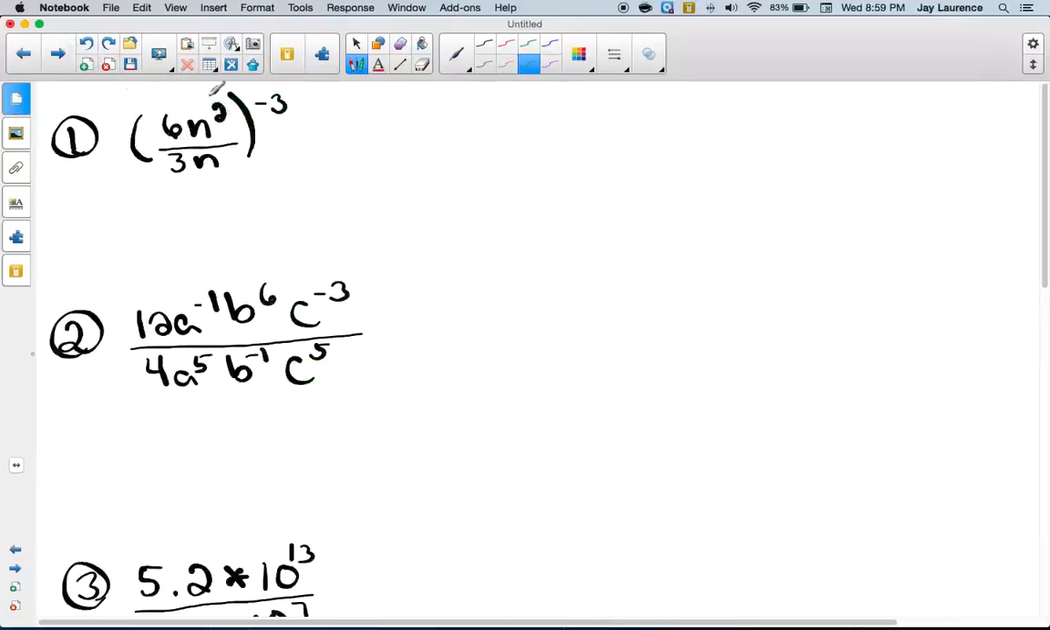Problem number 1, very similar to what we did in class on Wednesday. I'm going to simplify inside as much as possible. Then I'll deal with the negative exponent. So, as I simplify in the quantity, I believe 6 divided by 3 is 2. N squared divided by n is going to be n to the first, right? And then I've got a negative 3, which tells me to take the reciprocal of the base. So now I'm going to have 1 over 2 to the power of n to the third power.